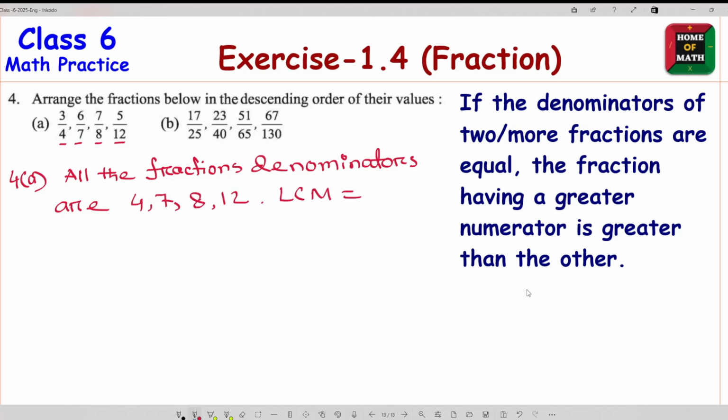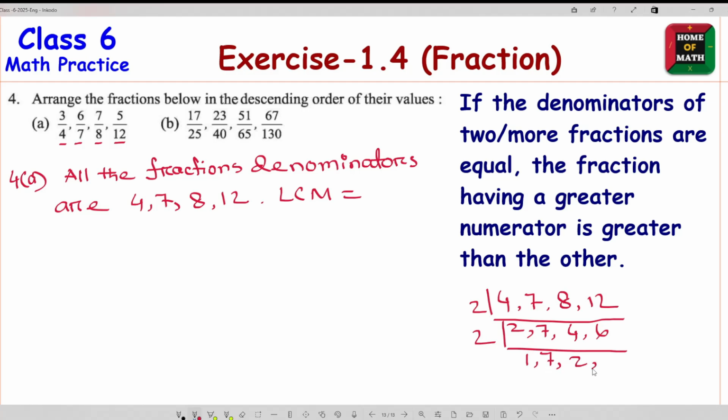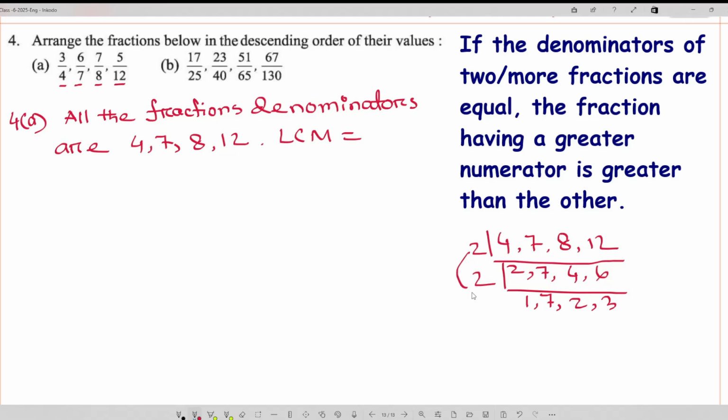LCM equals to what? So 4, 7, 8, 12. So we can divide by 2. So 2, 7, 4, 6. Again we can divide by 2. 1, 7, 2, 3. So here is all the prime numbers. Therefore we can multiply. 2 times 2 is a 4. 4 times 2 is a 8. 8 times 3 is a 24. 24 times 7, we can make the value by calculator. 24 times 7, it means 168, right?